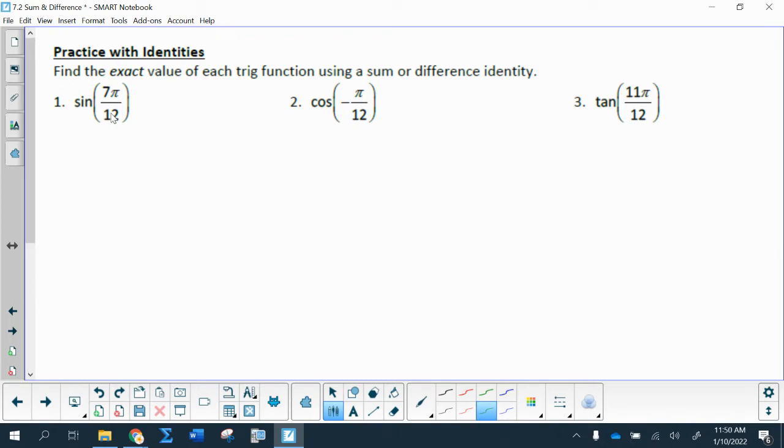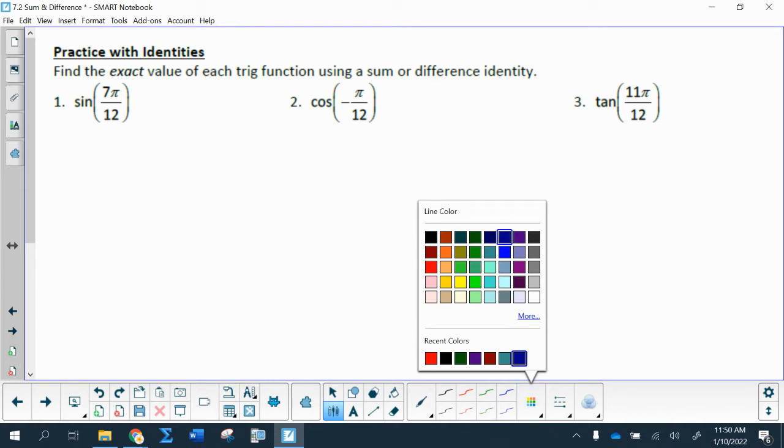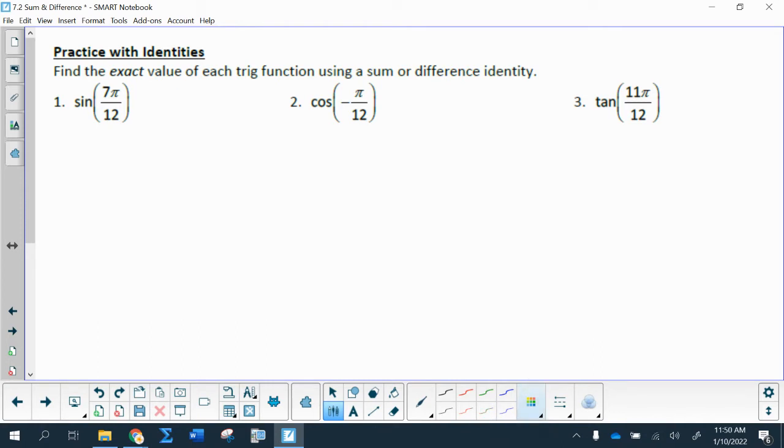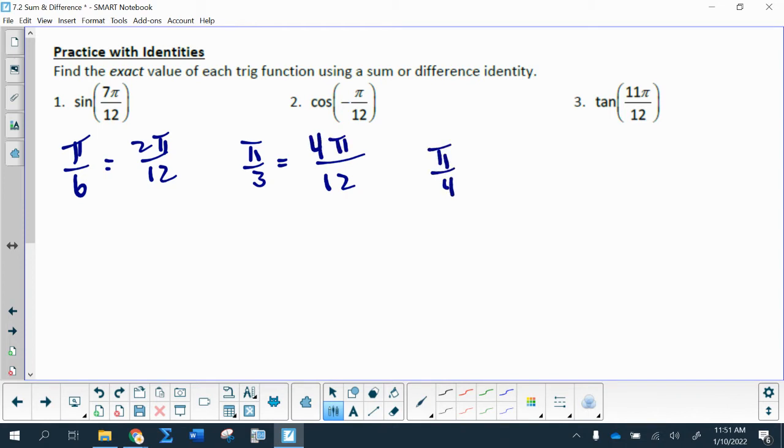So when you do sine of 7 pi over 12, you want to think of what angles would add together to give you 7 pi over 12, but you want them to be angles that are on the unit circle. So I'm going to think of all of my unit circle angles and get them in terms of 12 in the denominator. So for instance, I have pi over 6, which is 2 pi over 12. I have pi over 3, which is the same as 4 pi over 12. I have pi over 4, which is the same as 3 pi over 12.